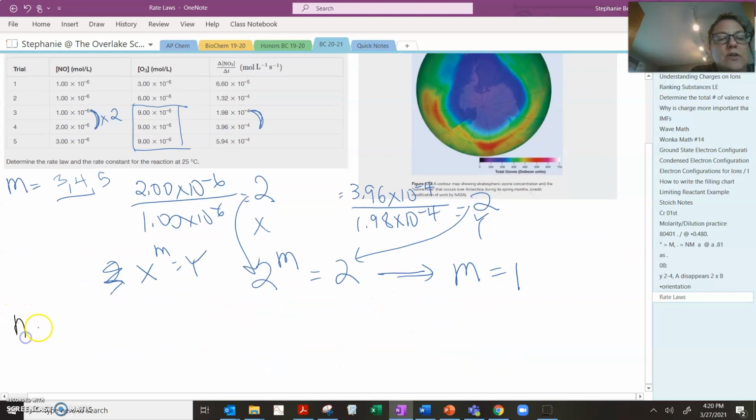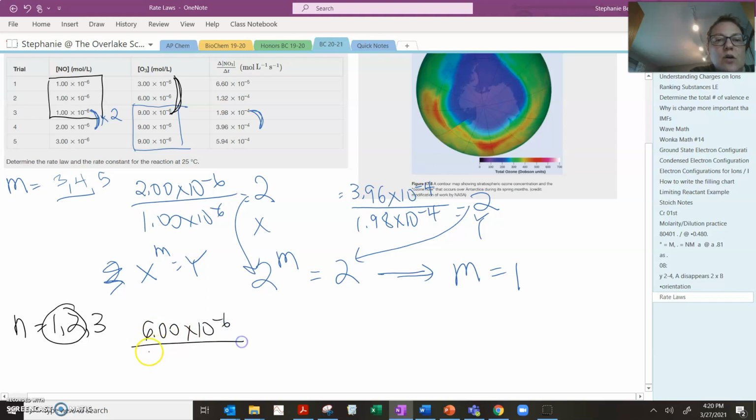Since I'm doing the impact of ozone, now I have to look at which trials I am holding nitrogen monoxide constant. I can see that these three trials, 1, 2, and 3, I'm holding that reactant constant. So now I'm going to analyze these three. All right, so I'll just do 1 and 2. I'm going to look at 6.00 times 10 to the minus 6 over 3.00 times 10 to the minus 6, and I can see very easily that's doubled.